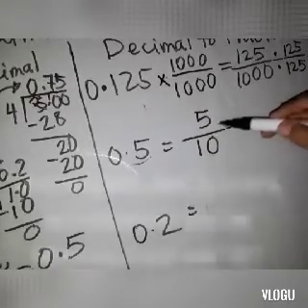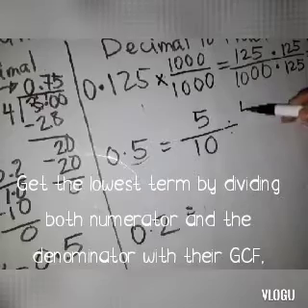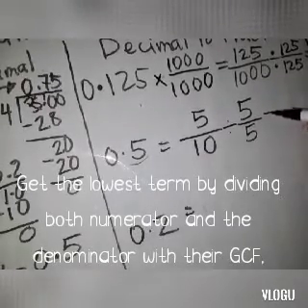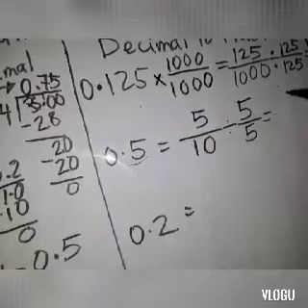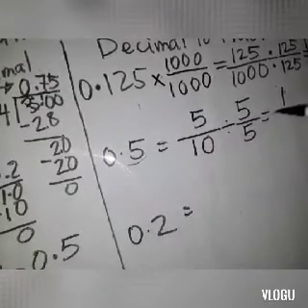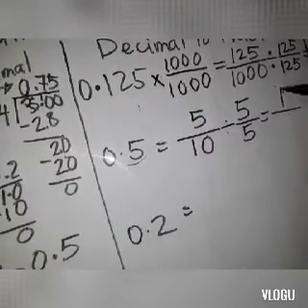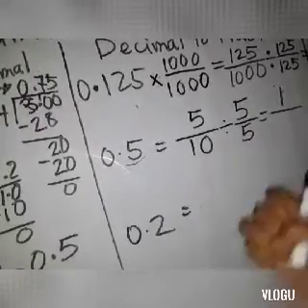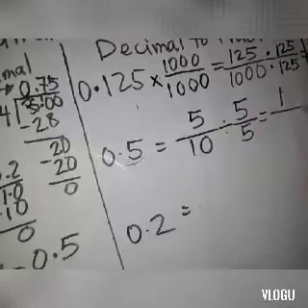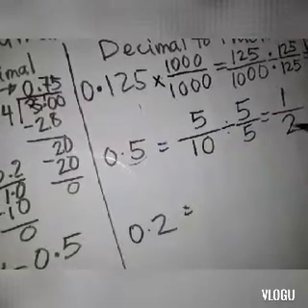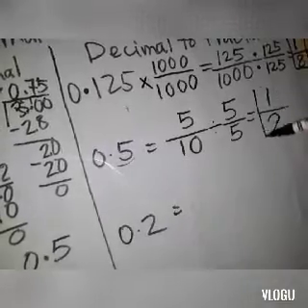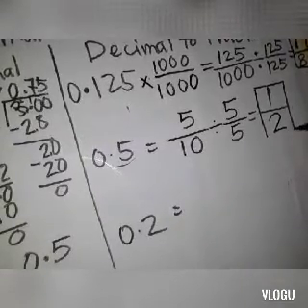Divided by 5 and 5. So, ilo-lowest term lang natin siya. 5 divided by 5. Again, if you divide a number by itself, the answer is always 1. Then 10 divided by 5, so keep counting. 5, 10, we have 2. Therefore, ang 0.5, ang kanyang fraction ay 1/2.